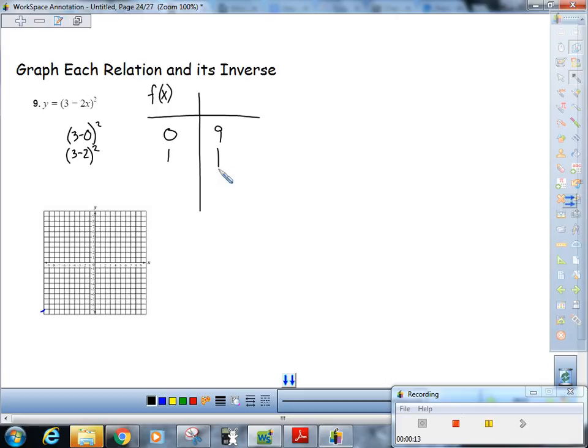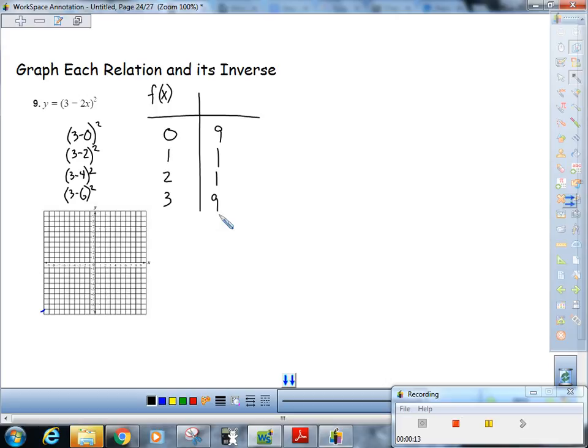Let's try a 2. You get 3 minus 2 times 2 is 4, negative 1 squared. If you put in a 2, you also get a 1. How about if we put in a negative 1? Oh, we don't want to do that, I don't think. All right, and let's put in a 3. 2 times 3 is 6. 3 minus 6 is negative 3 squared, and you also get a 9.